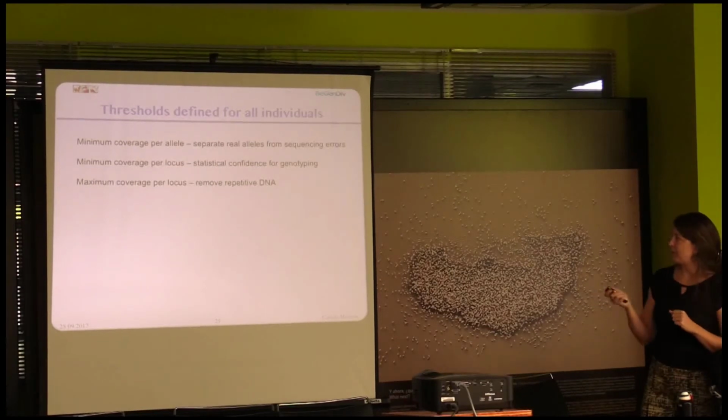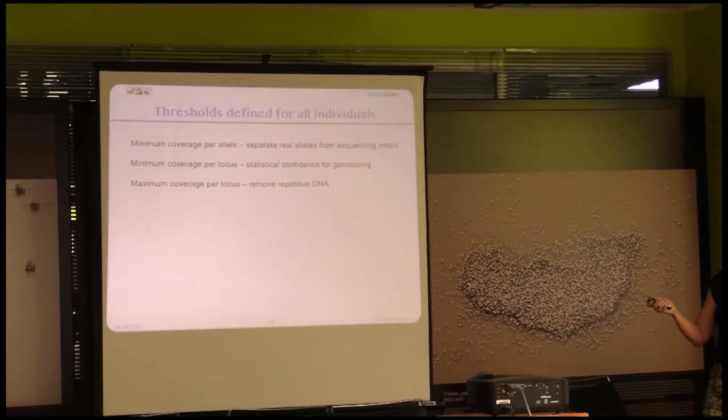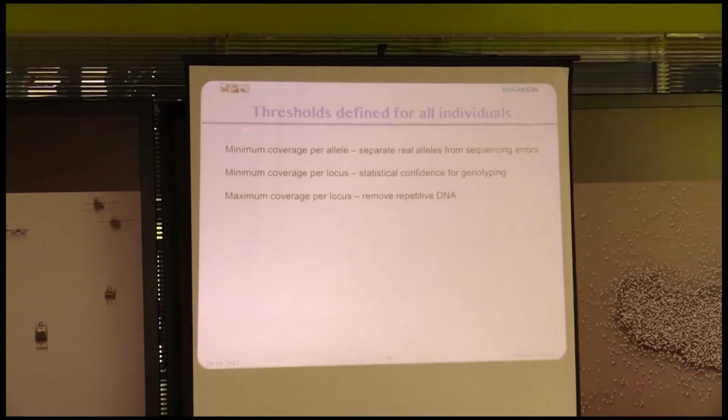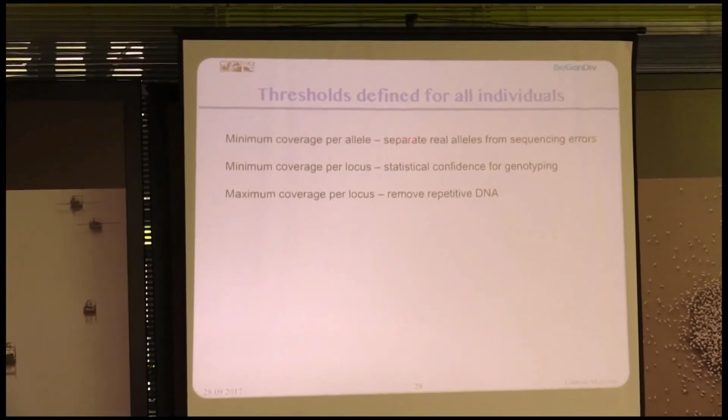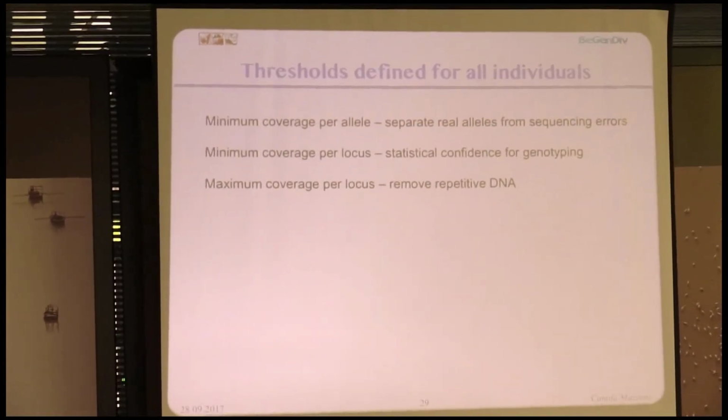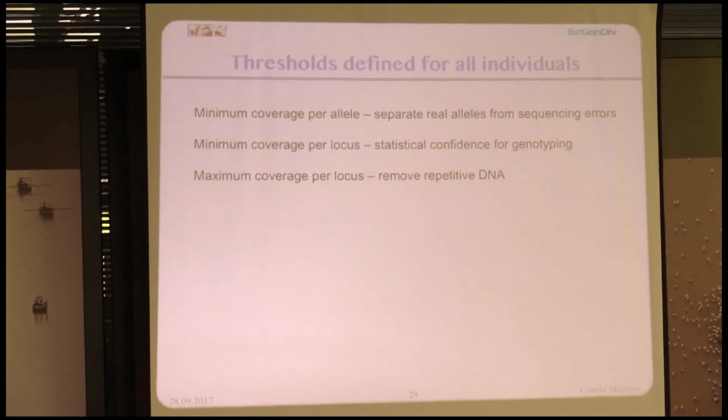So what were the thresholds that we had to choose here? The minimum coverage per allele. The minimum coverage per allele separates real alleles from sequencing errors. The errors, you assume they are very rare. Usually they're going to be in one sequence, maximum 2. Obviously, it depends on the total amount of sequence that you have. But statistically, for what we were aiming, 1 or 2 were mostly errors.